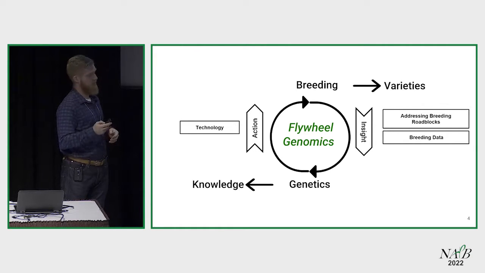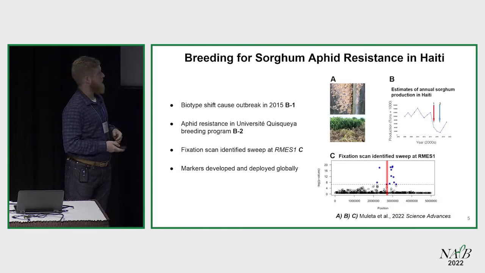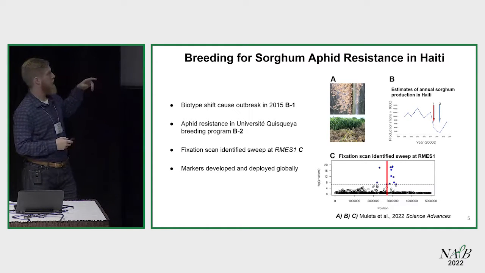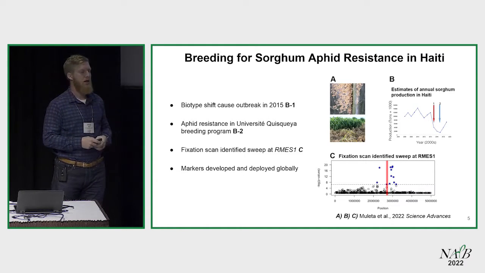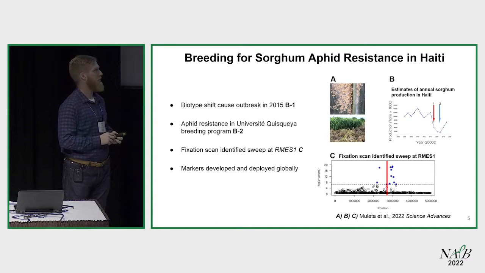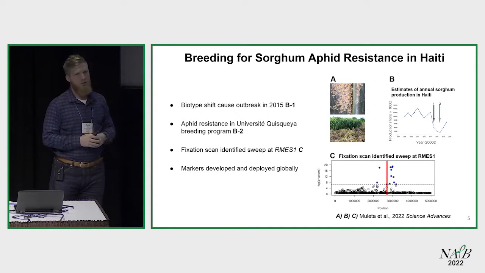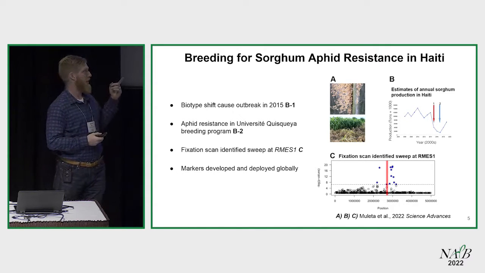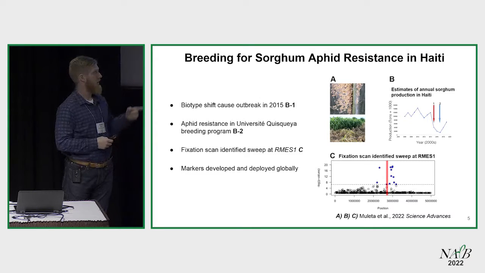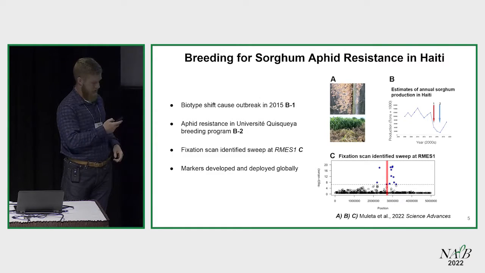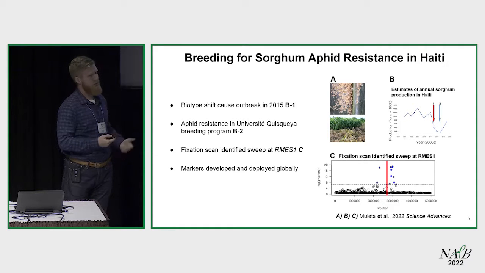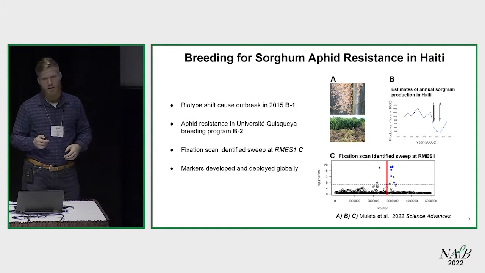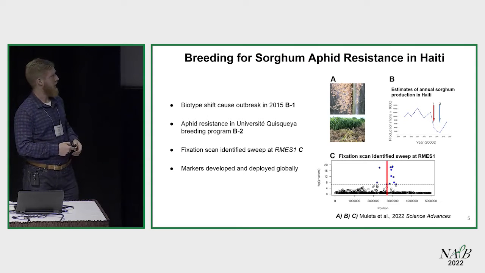So I'll give an example of what this looks like in my own research. My program, we work with a breeding program in Haiti, and in sorghum right now, you can't breed sorghum in Haiti without resistance to sorghum aphid. There was a major biotype shift and an outbreak in Haiti, and sorghum production basically went down in 1 year. And the breeding program was forced to start selecting, and they started some recovery.